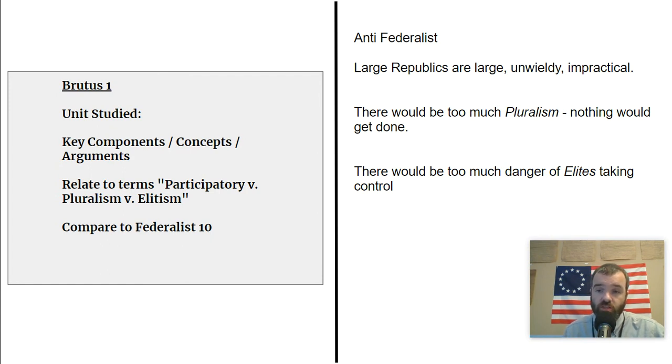So you see a real contrast between Federalist 10 and Brutus 1. It's really important you understand these documents and how they go together, or really are flip sides of the same coin when it comes to the pros and cons that were being argued after the Constitution was written at the Constitutional Convention and when the states were debating whether or not they should ratify it. So those are our two documents, Federalist 10 and Brutus 1.